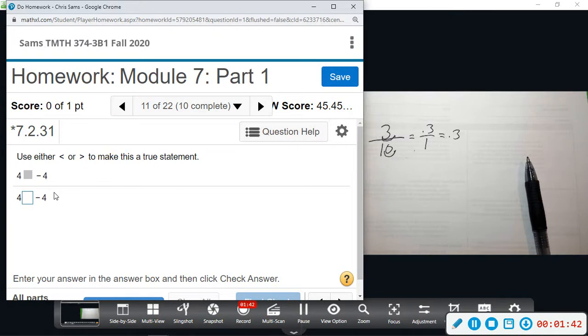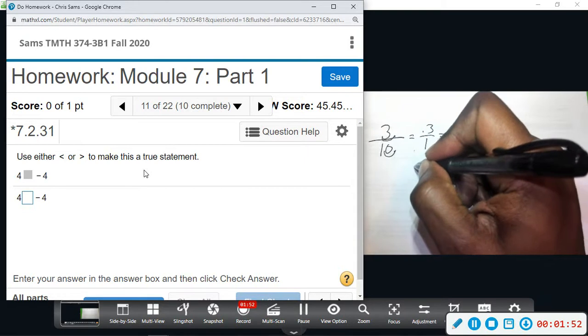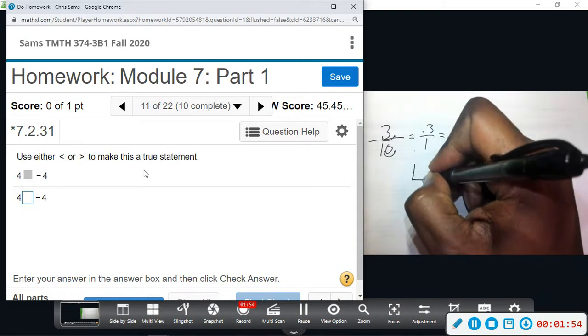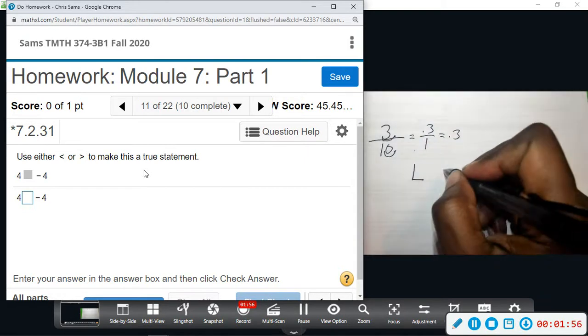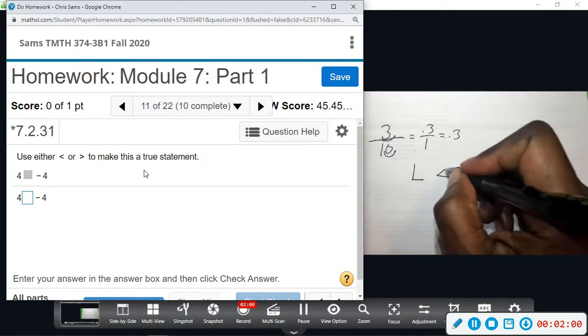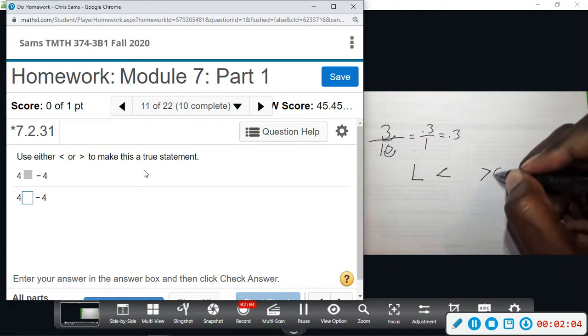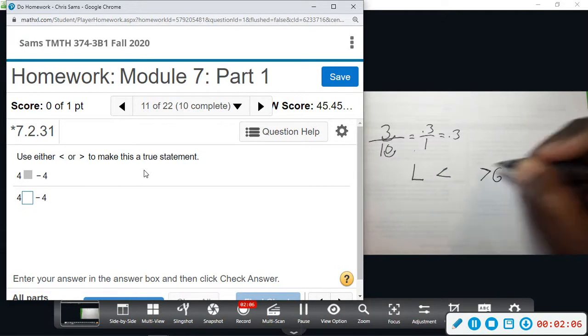Alright, number 11, we want to use the less than or greater than, whichever one makes this true. So if you have a hard time remembering these, just think about the letter L. L stands for less than, and the one that looks closest to that is that one. And then if you remember that one, you know by default the other one is going to be greater than, in the opposite direction.